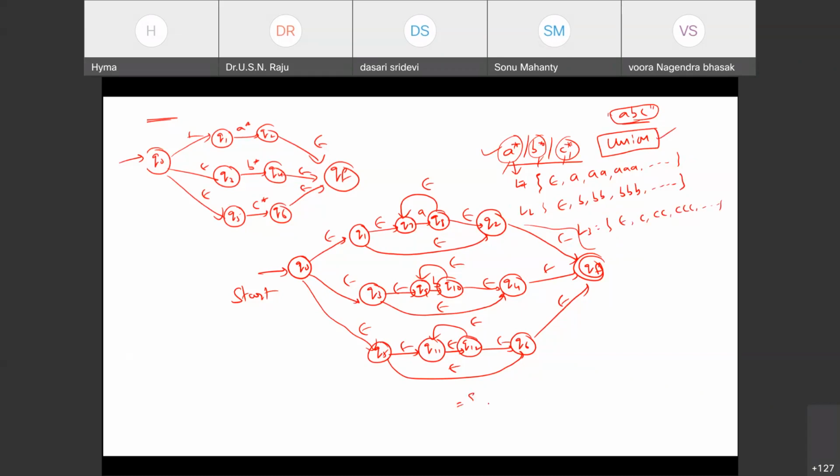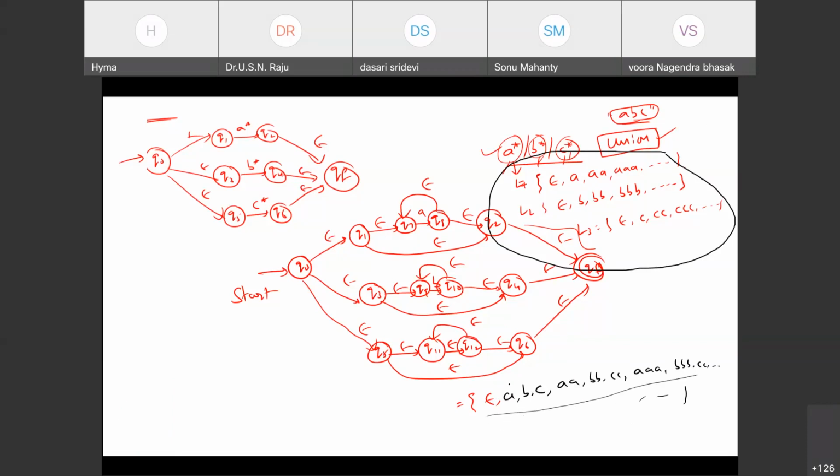Now what is the result? Epsilon. Then what is the union of these three? Are you getting ABC at any time as part of this union of these three sets? No. So we have epsilon, then A, B, C, then double A, double B, double C, triple A, triple B, triple C, and so on. So your model also should accept exactly these strings, which are part of this union of these three.